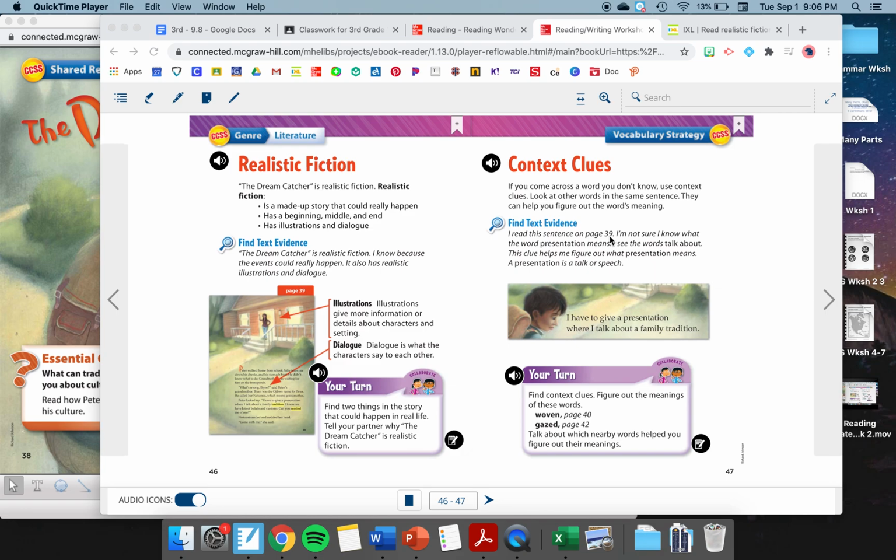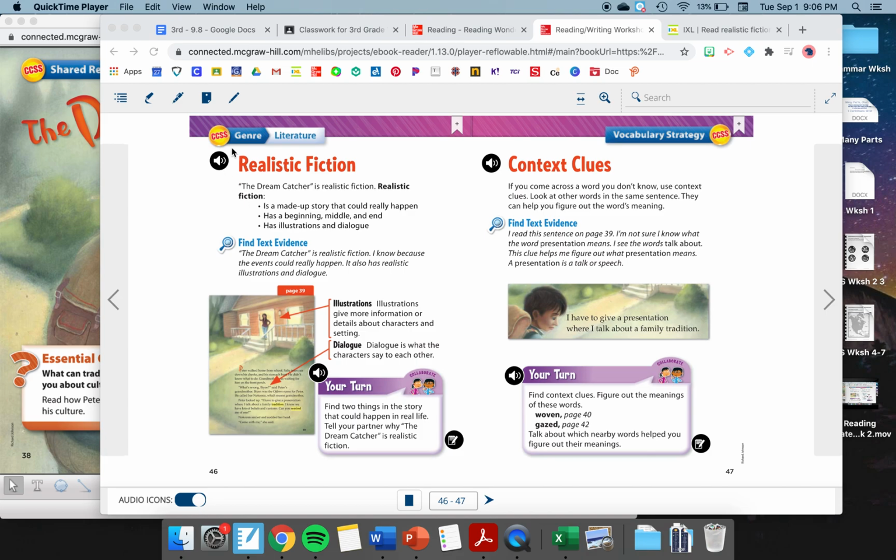I'm not sure that I know what the word presentation means. I see the words talk about. This clue helps me figure out what presentation means. A presentation is a talk or a speech. See here? I have to give a presentation. Presentation is where I talk about, right? Talk about helps me find out that presentation means to talk about something.